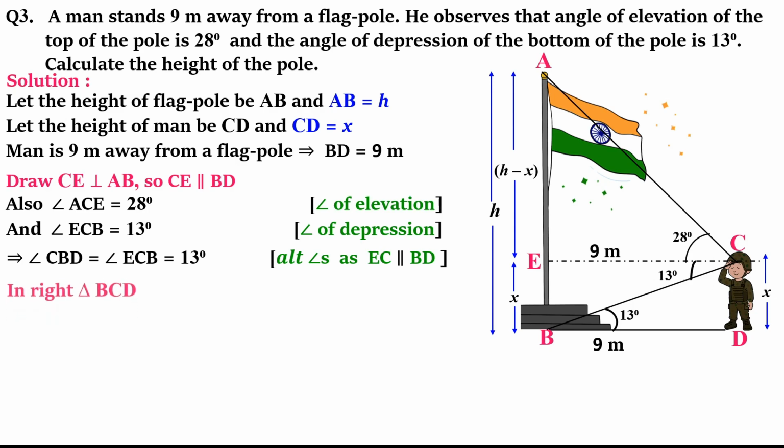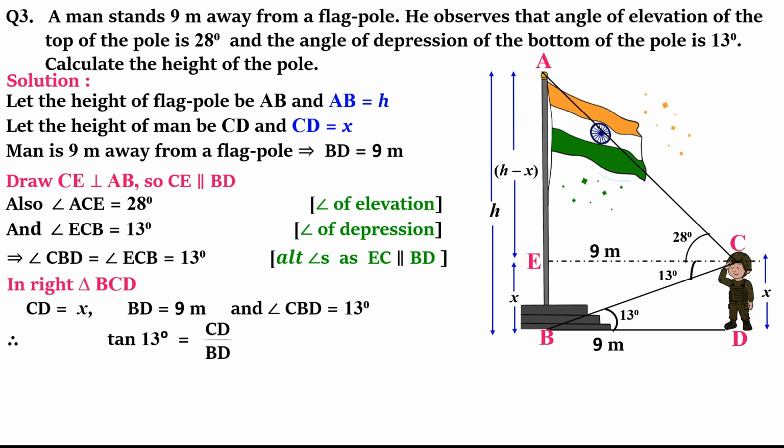So let's start. First of all, we take right triangle BCD, and we know CD is X, BD is 9 meters, and angle CBD is 13. Which T ratio? We know the perpendicular is X and the base is 9. So which T ratio? Yes, it is tan 13. Tan 13 is equal to perpendicular upon base, so it is CD upon BD. 13 is not a standard angle, so tan 13 we will find with the help of trigonometrical tables, and substitute all the values.